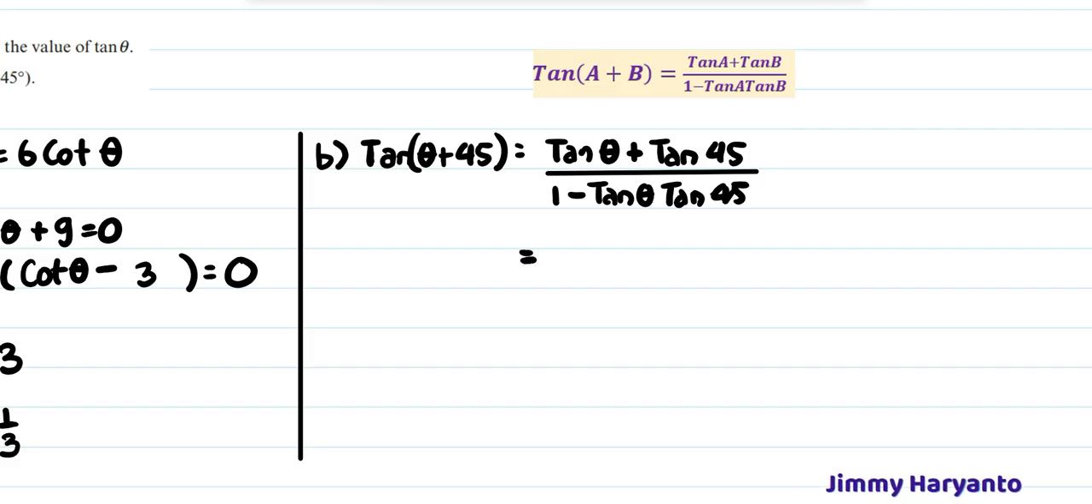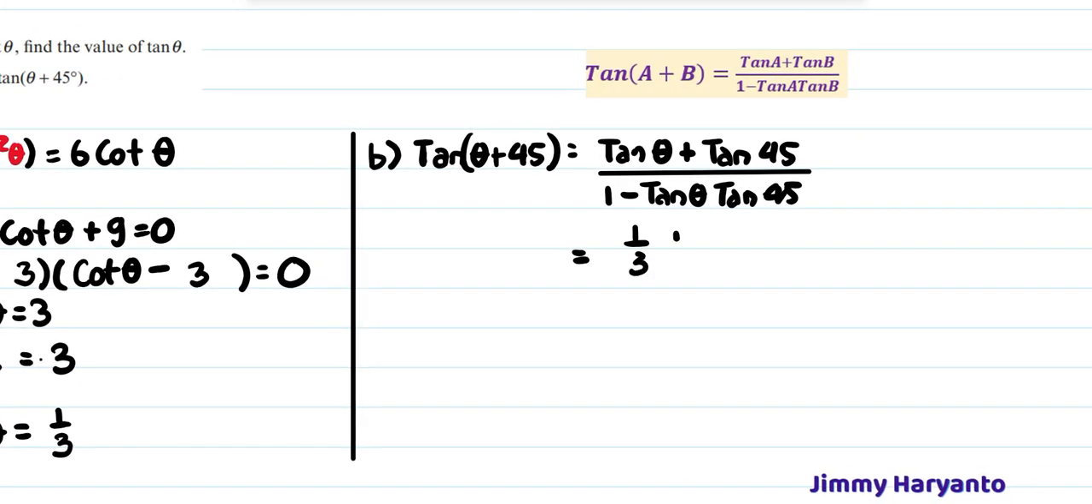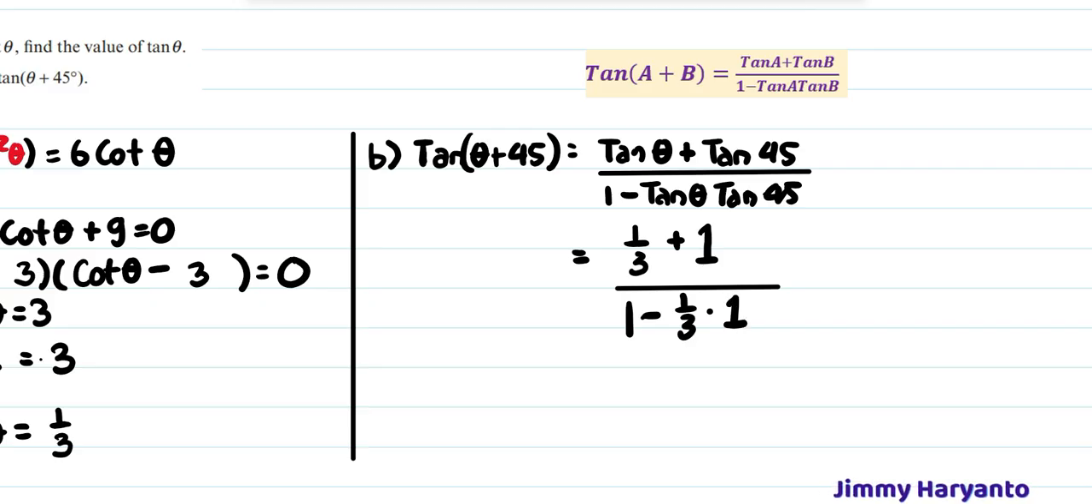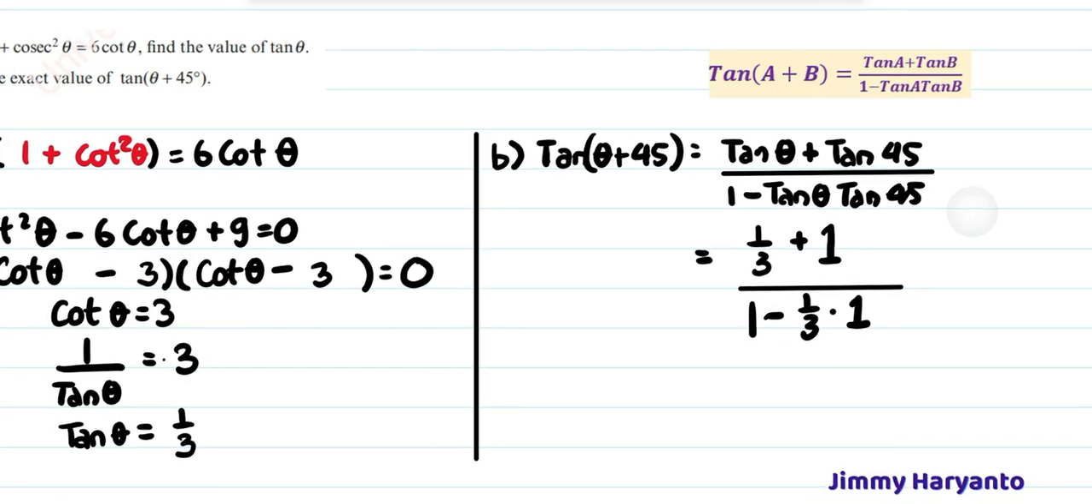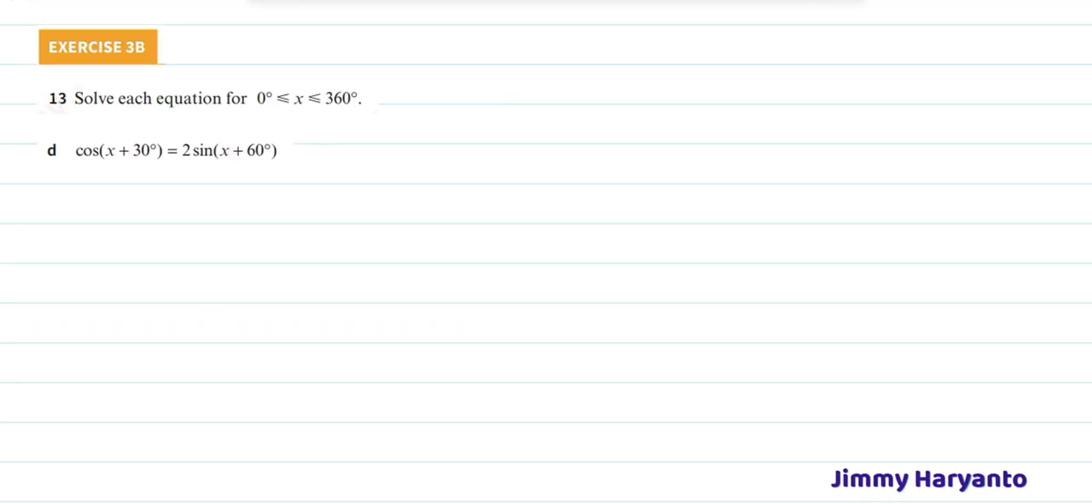And then what next? Tangent theta equals 1 over 3. So this one is 1 over 3 plus tangent 45, which equals 1, divided by 1 minus tangent theta, which is 1 over 3, times tangent 45, which equals 1. And then you only have to simplify and find the value. And the value is equal to 2. Okay, so the answer is 2. And then next is 13b.